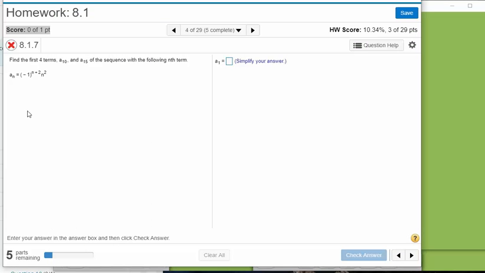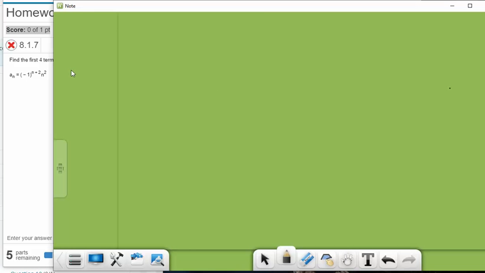8.1.7, find the first four terms, a sub 10, a sub 15 of the sequence with the following nth term. So you want the first four terms. So the first term, a sub 1, would be negative 1 to the 1 plus 2, times 1 squared. So that's negative 1 to the third, times 1 squared. So negative 1 to the third is negative 1, and 1 squared is 1, so that's negative 1.